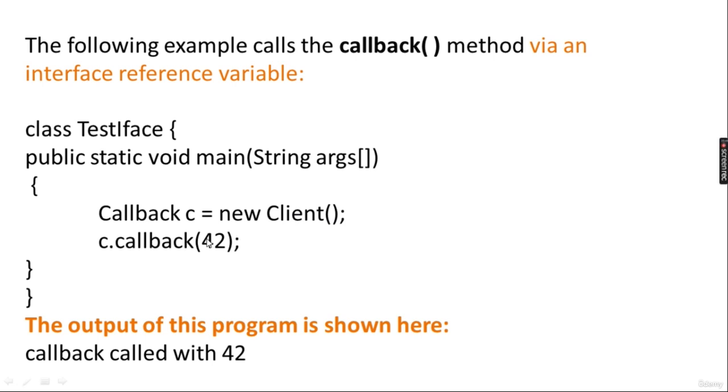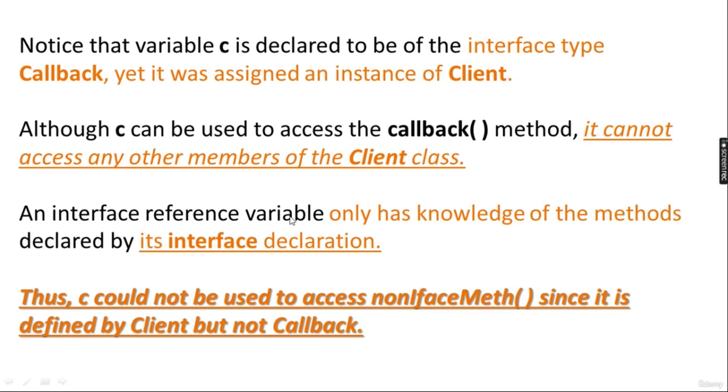If there is one more class, for example, SuperClass, then we are creating a reference variable of callback like this: callback c1 = new SuperClass(); then c1.callback(45). So it will call the callback method from the class SuperClass. Depending upon the object you are passing over here, it will call that particular method.